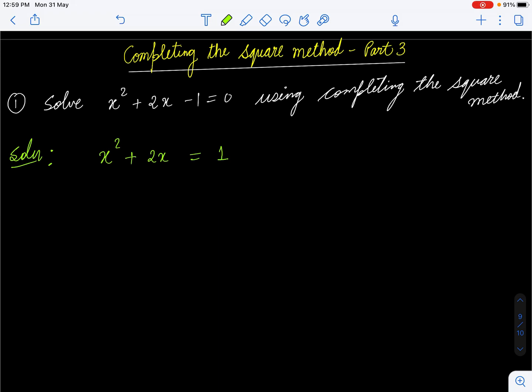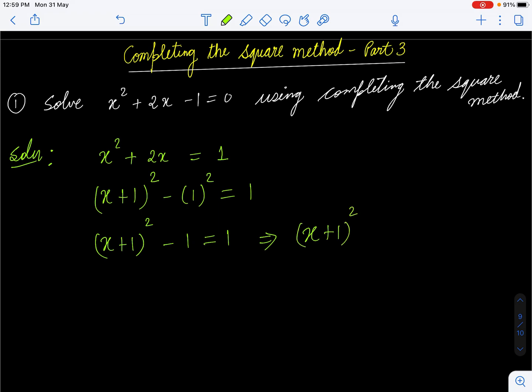Then I will use the completing the square method, which we have already learned. So I am directly writing. Half of coefficient of x is 1. So I will directly write this is x plus 1 whole square minus 1 square equal to 1. So this will give me x plus 1 whole square minus 1 is equal to 1, which upon simplifying I can add 1 on both sides, or I can take this minus 1 to the right hand side, which will give me x plus 1 whole square equals 2.